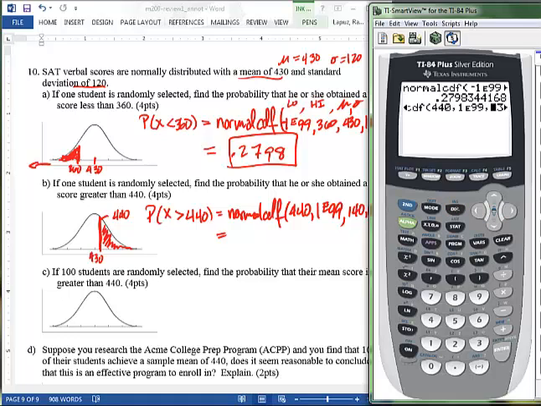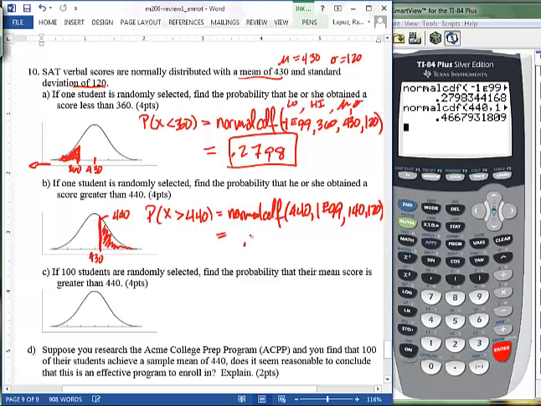Just to double check everything else, 430 and 120 as our mean and standard deviation. If we hit enter, it's 0.4667 or 0.4668. And here's our answer for the second.